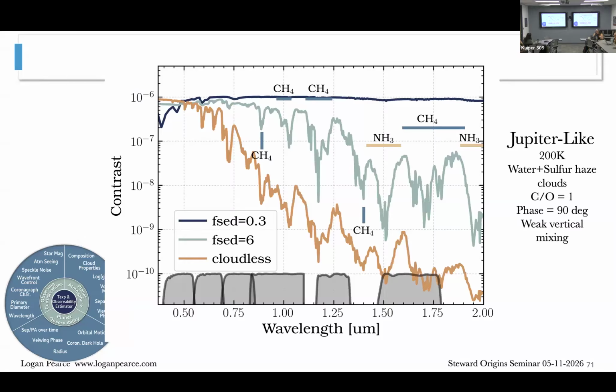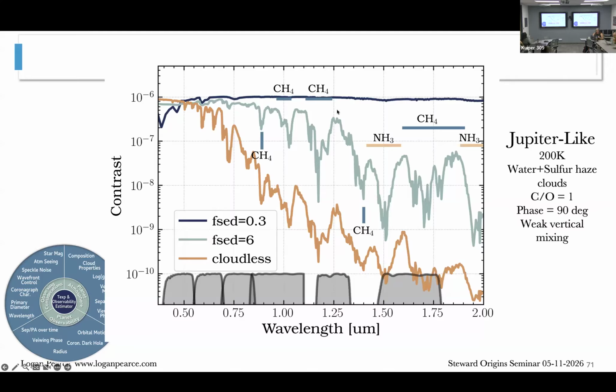This is one example of some of the spectra in the model grid. This is a Jupiter-like planet at 200 Kelvin. The zoom is covering my slide. With water and sulfur haze clouds. And the different colors are different cloud parameters. So fsed is the sedimentation efficiency. A low sedimentation efficiency means that you get thick, fluffy clouds. High sedimentation efficiency means you get thinner clouds.